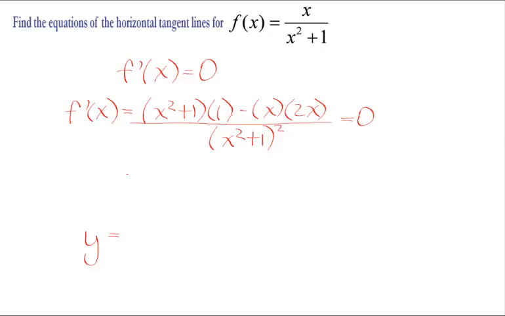So let's clean up the numerator of this function. X squared plus 1 times 1 gives me x squared plus 1. X times 2x gives me 2x squared, and I'm subtracting that, so minus 2x squared. All of that is still over this denominator.